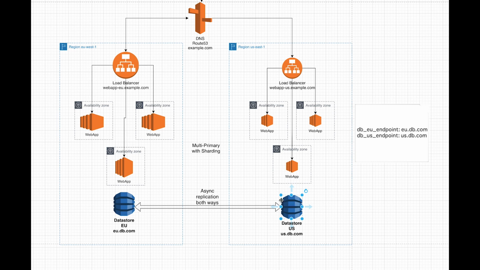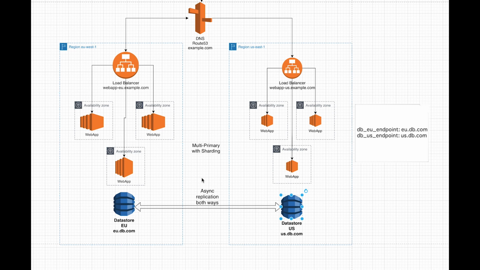To avoid getting into issues with write conflicts, we can try to use sharding, where we would say data about my European customers, for example, would only be written to the EU database, and data about my US customers would only be written to the US database. Where you read it from doesn't matter at all, but you could try to follow this approach to minimize merge conflicts or write conflicts, I should say.